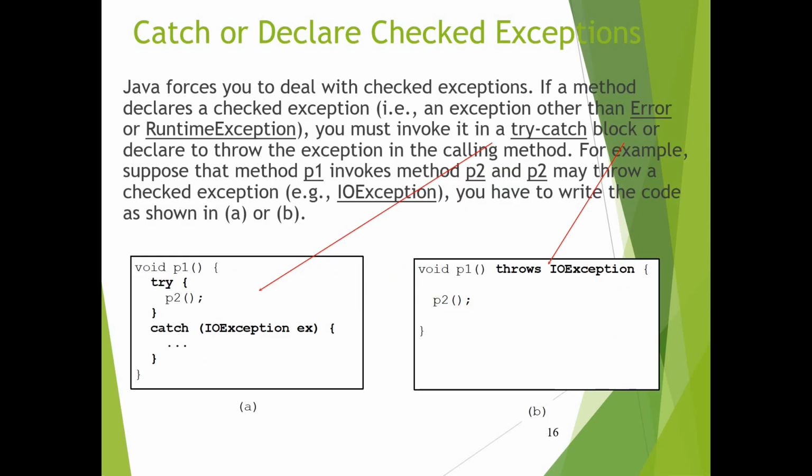Here what happens is we are going to call this particular function, P1, in P2, and P1 is going to throw the exception. So either you can make use of a try catch here, or you can say that P1 is throwing the IO exception. Either you can make use of try catch, or you can say that this is throwing the exception.